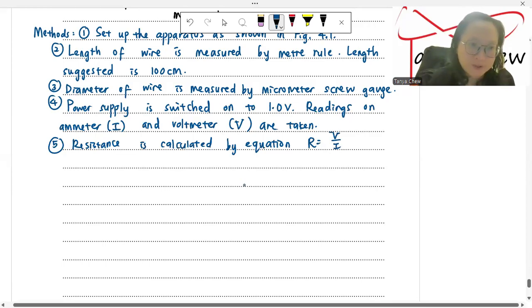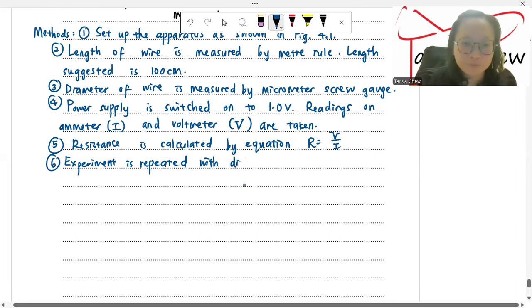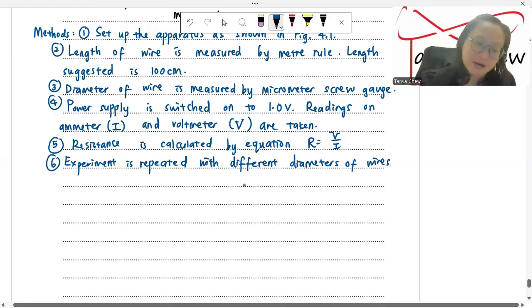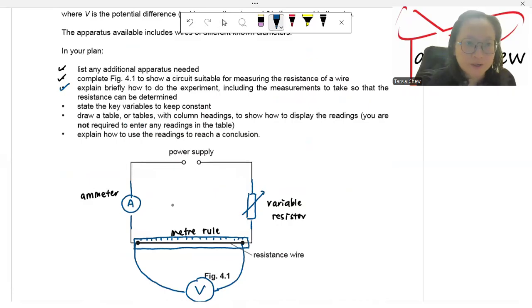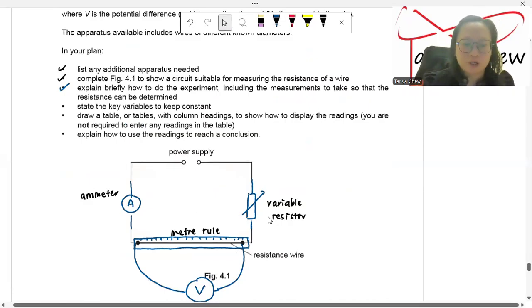And then don't just stop there because the final point, right, for the method must be repetition. Experiment is repeated with different diameters of wire. Done. So I put a tick here first. I'm done. Okay, state the key variables to keep constant.